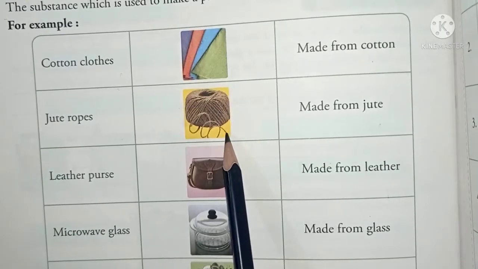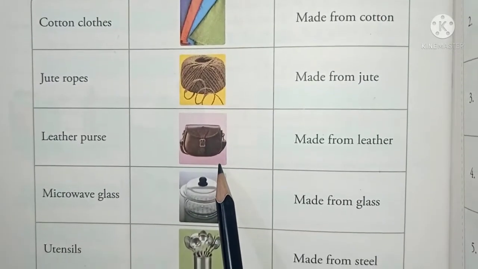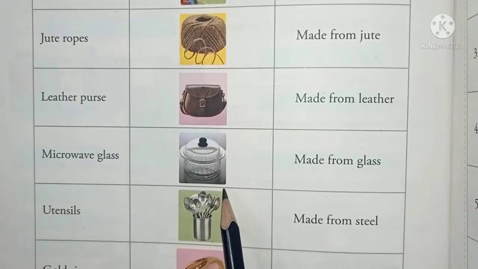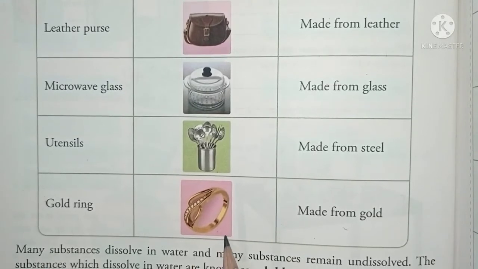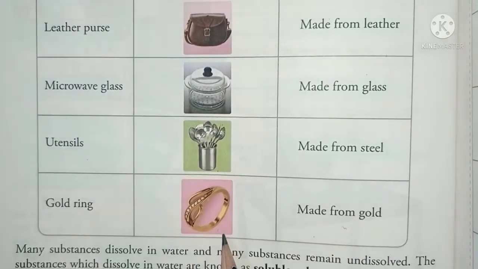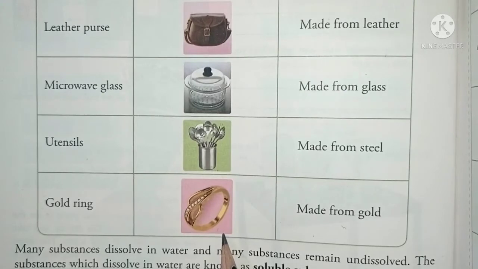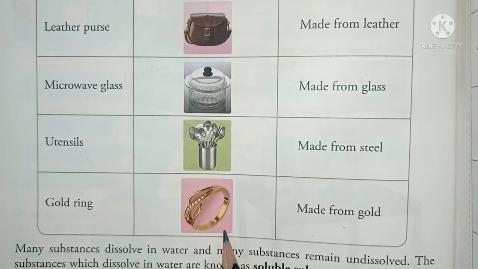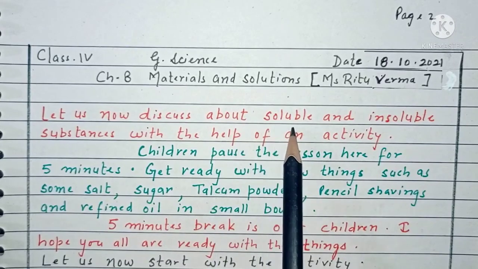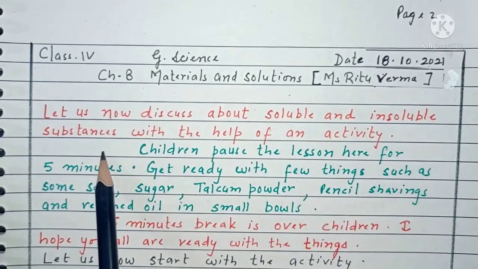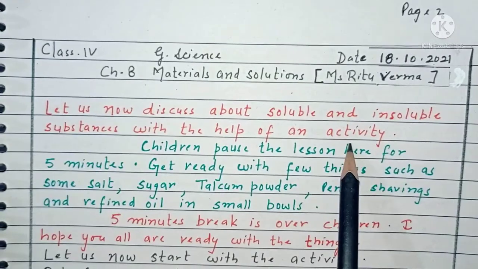Cotton, jute, leather, glass, utensils, gold, etc., which are used to make things, are known as materials. And students, these materials are very important for us as we get many useful products from these materials. Let us now discuss soluble and insoluble substances with the help of an activity.